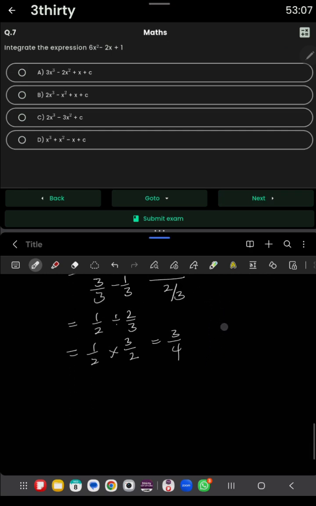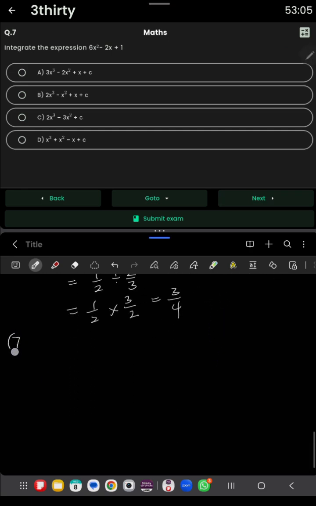Okay, another integration question, number 7. So 2 integration questions so far. So we're integrating 6x squared minus 2x plus 1. So where do you go? So again, we integrate one after the other.